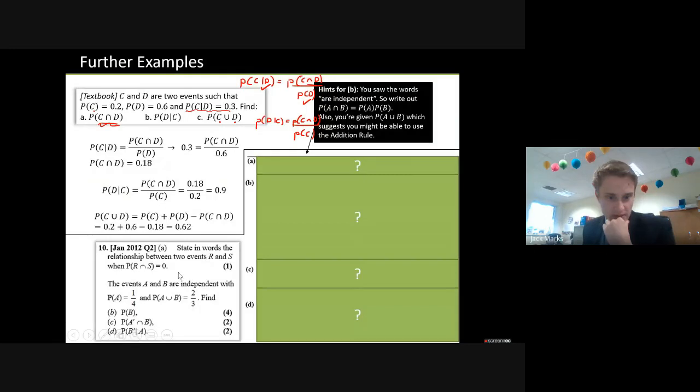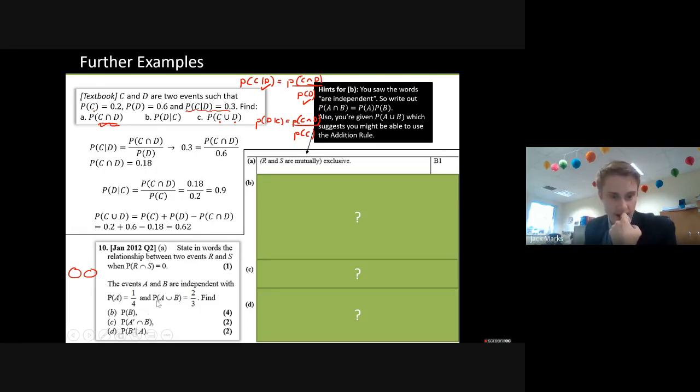Again, we've got another example here. State in words the relationship between two events R and S when the intersection is 0. So what does it mean when there's no intersection between them? It means they're mutually exclusive. The events A and B are independent. You know where we're going to go with this.